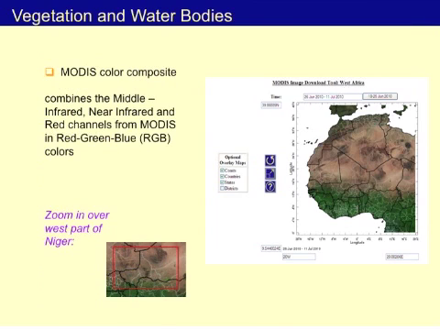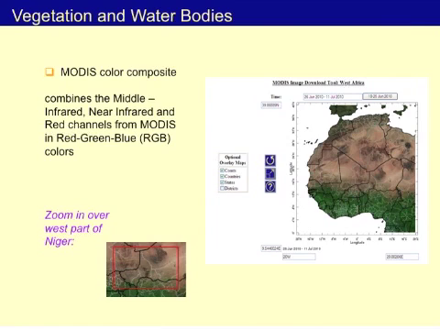This MODIS color composite product allows you to visualize a combination of three channels. The middle infrared channel, which is sensitive to the presence of water in the vegetation. The near infrared channel, which is sensitive to the presence of biomass. And the red channel, which is sensitive to the presence of chlorophyll. By combining the three channels, we have a clear picture of the presence of vegetation, represented in green, the presence of water, represented in blue, and the presence of bare soils, represented in brown.